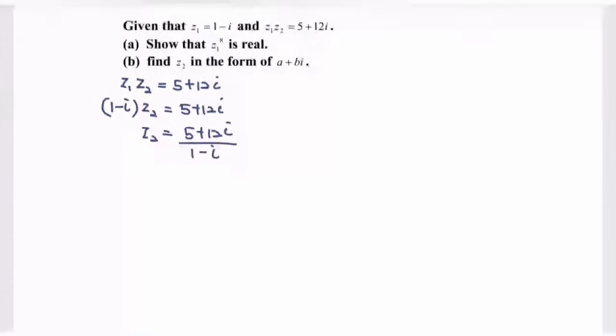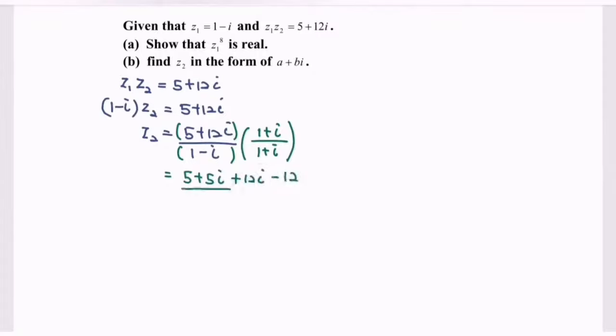So in order to find the Z sub 2, we need to rationalize the denominator, which is to multiply with the conjugate, where we have 1 plus i. Next, expand the situation. So we will have 5 plus 5i plus 12i minus 12 over. As we can see in here, we have the situation a minus bi multiplied with a plus bi.